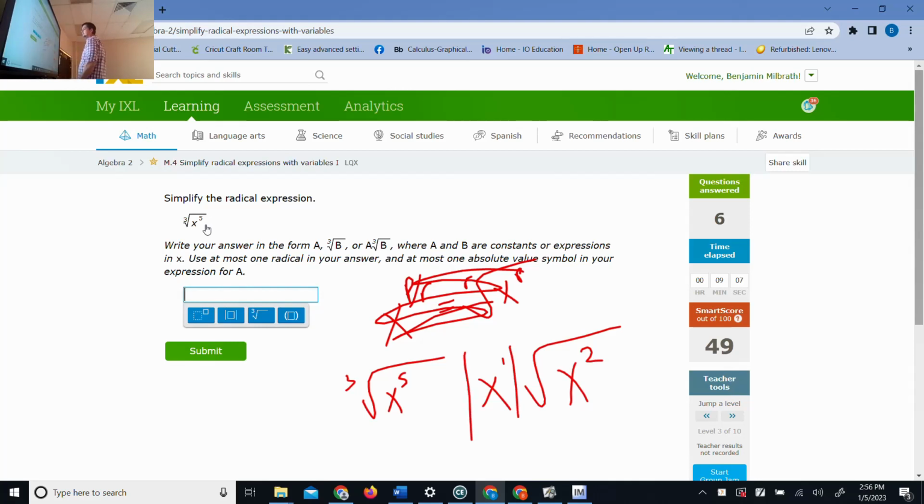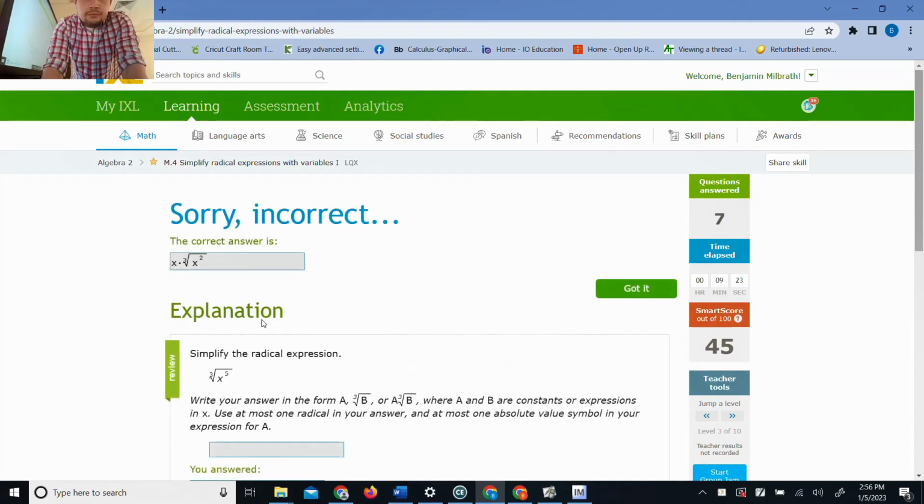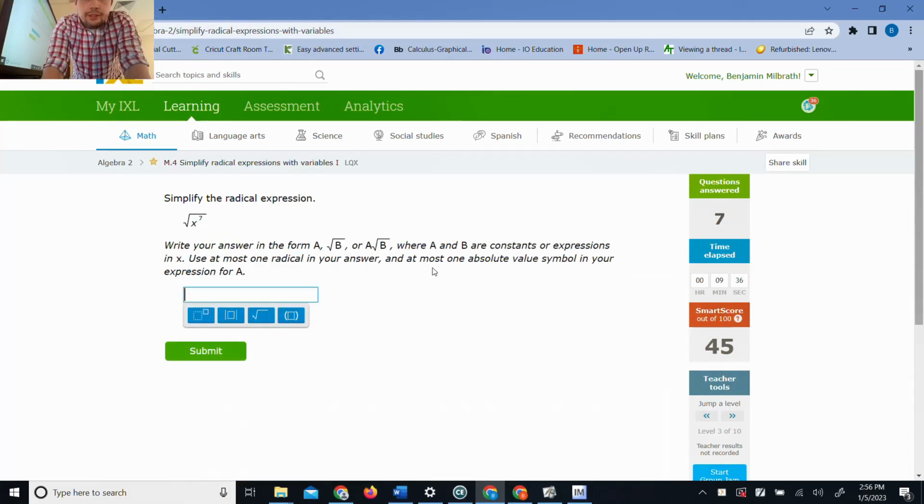Because this is odd, you got to bar it. If you have an odd exponent, you got to put bars on it. Absolute value of x and cubic root, I don't know why I wrote square root there, of x to the 2nd. Is that not what I wrote? I guess I didn't type it right. Huh. Let's try this again.